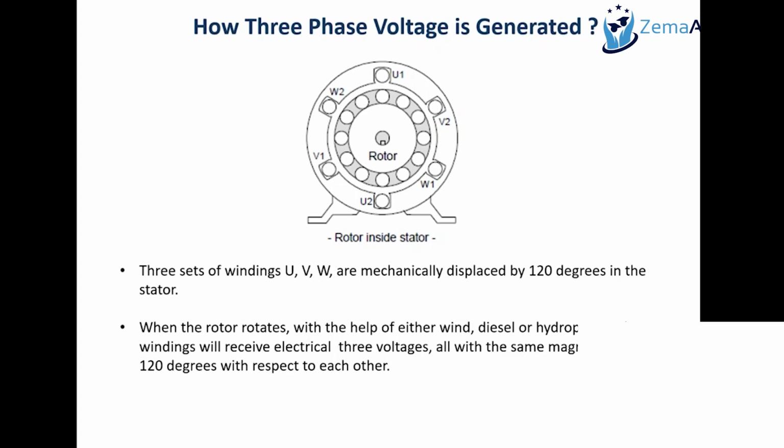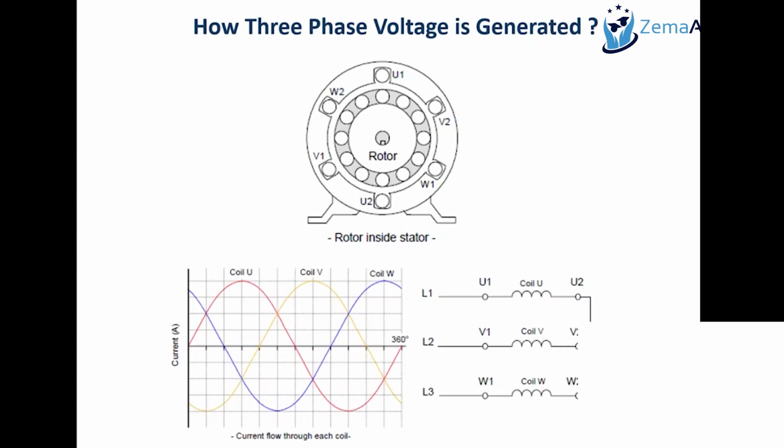So what happens when your coils are 120 degrees displaced on the stator with respect to each other? When there is mutual induction going on, there will be three voltages generated on those conductors with the same magnitude, but the angles would be 120 degrees with respect to each other. Right? So the electrical angles are proportional to the mechanical angles. And in this way, we get three separate sinusoidal waveforms.